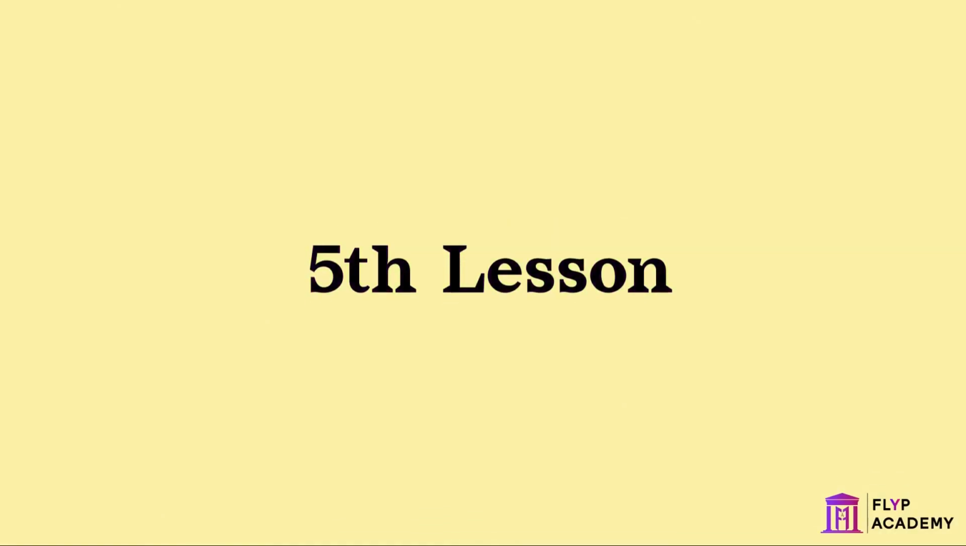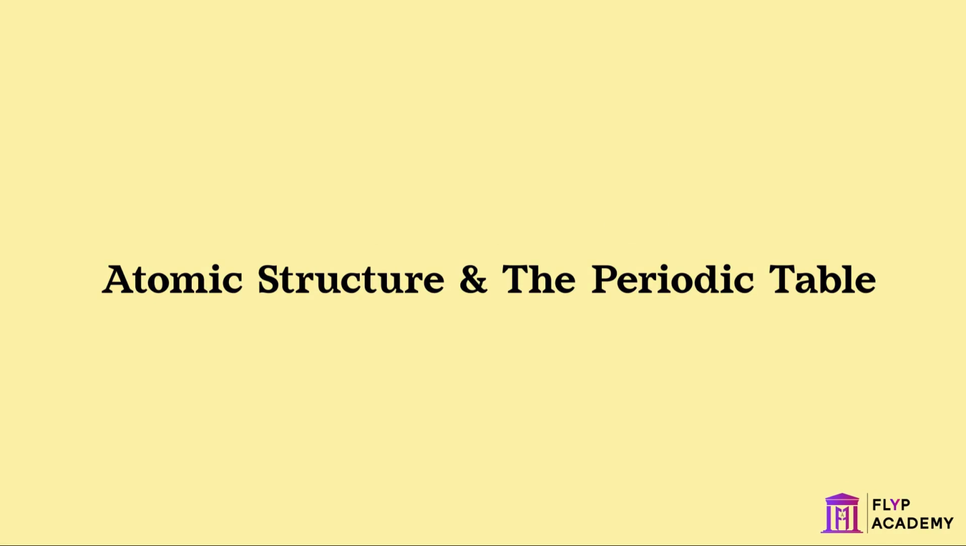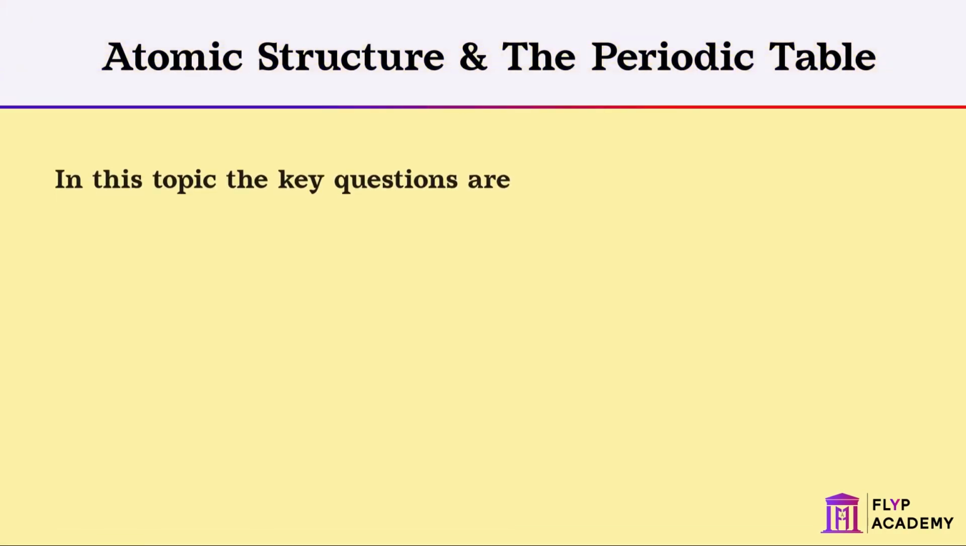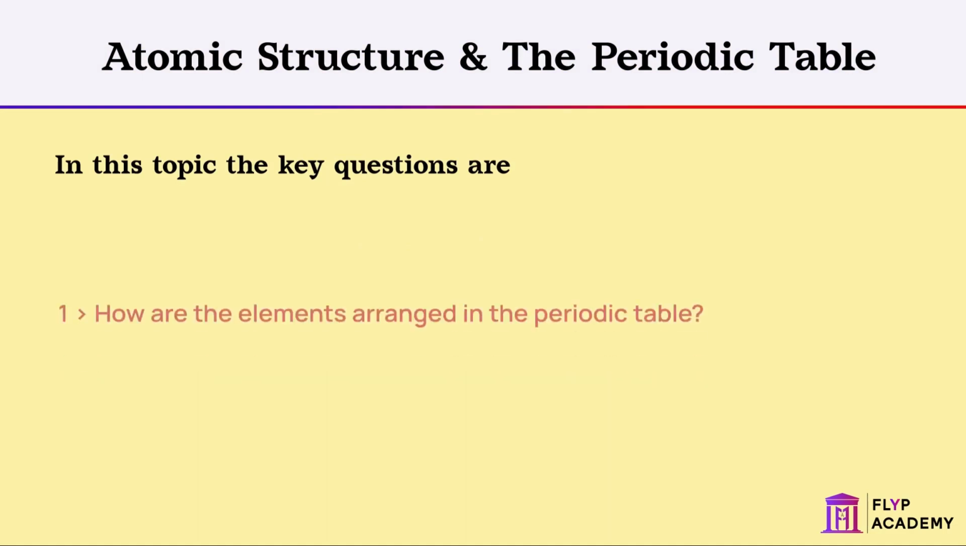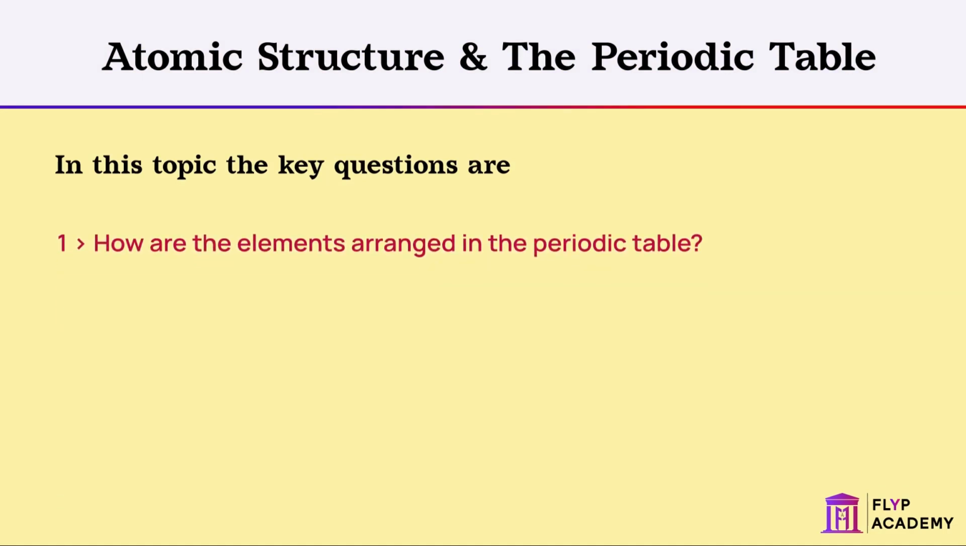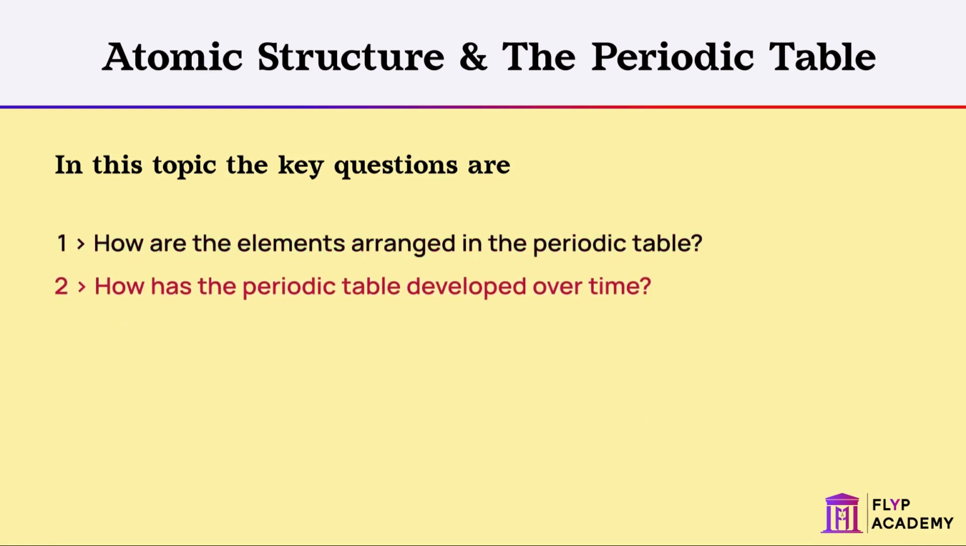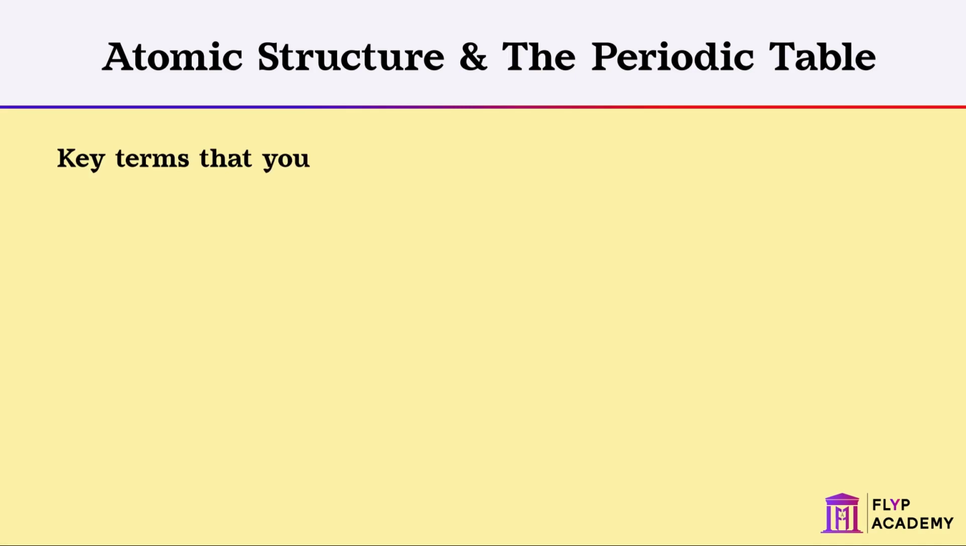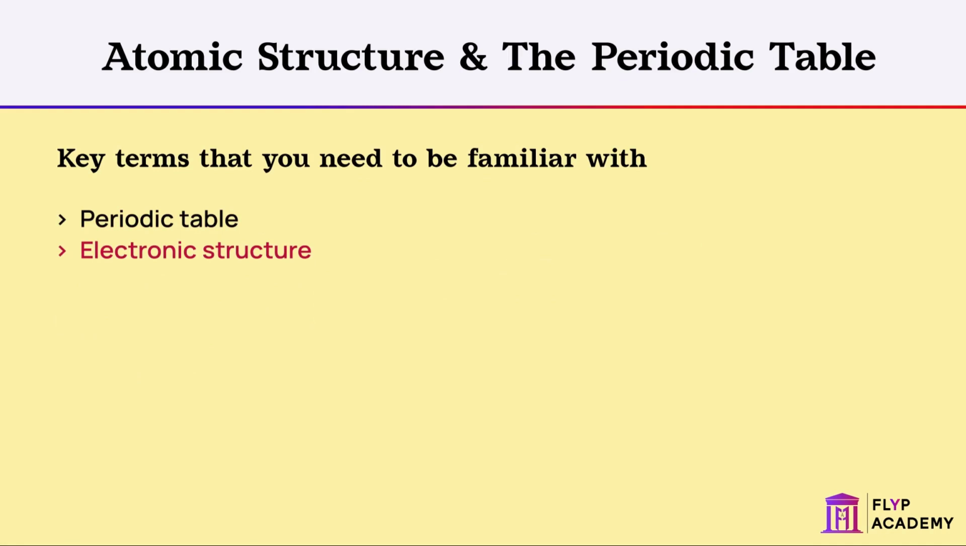Welcome to the fifth lesson of the atomic structure and the periodic table topic. In this topic, the key questions are: 1. How are the elements arranged in the periodic table? 2. How has the periodic table developed over time? Key terms that you need to be familiar with: periodic table, electronic structure, Mendeleev.